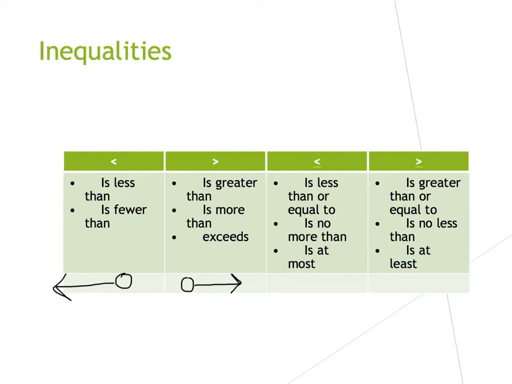The next one is the less than or equal to. Remember, it doesn't have to be both, it just has to be one or the other. That one is going to be a closed dot, and it's going to go to the left. And the last one is greater than or equal to. Remember, it doesn't have to be both, just one of those, and it is a closed dot also, and your arrow is going to be drawn to the right.